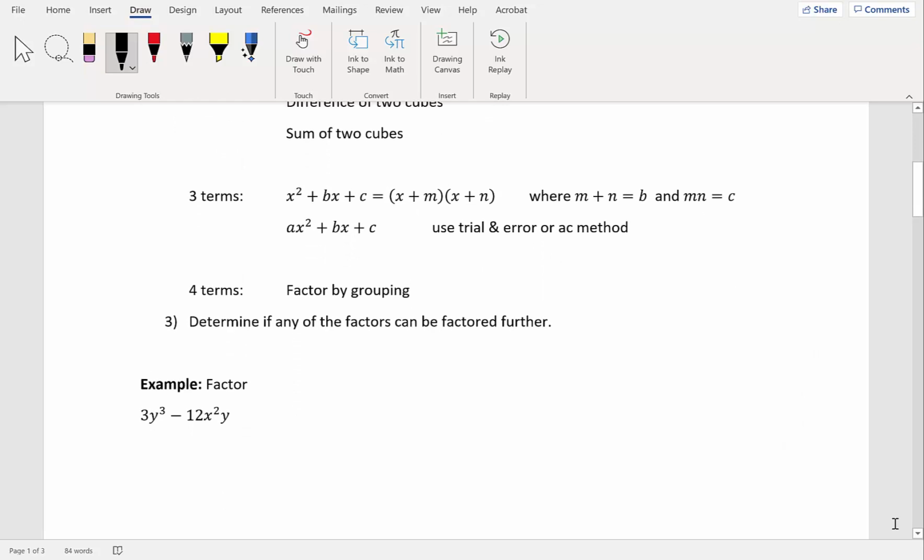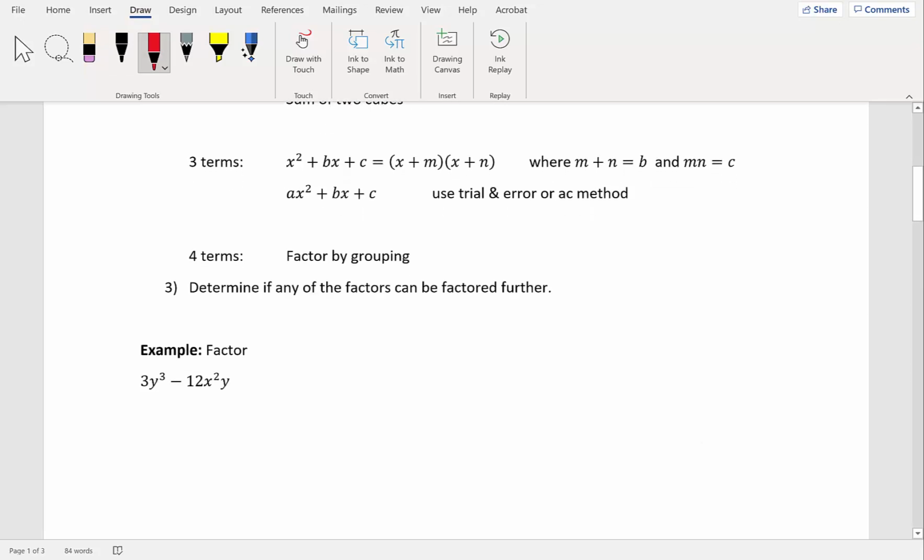So factor: we have 3y cubed minus 12x squared y. Remember, first step, always look for a GCF. If I look at the 3 and the 12, I know that 3 can go into both of them. But what else do they have in common? They also have at least one y in common. So our GCF here is 3y. Let's factor out the 3y and see what we have left over. If I factor out 3y from the first term, I have y squared. If I factor out 3y from the second term, I have minus 4x squared.